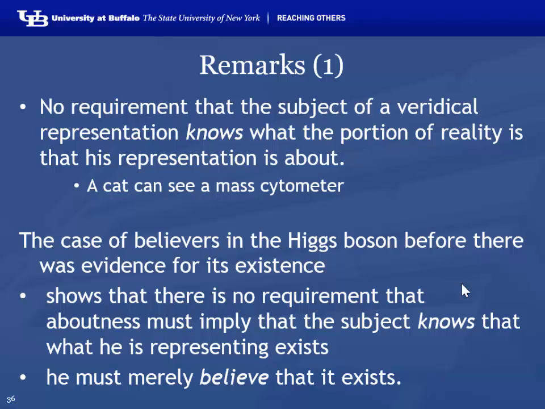And the case of the Higgs boson believers before there was evidence for the existence of the Higgs boson shows that aboutness does not imply that the subject knows that what he is representing exists. And I think you have to have some belief that what you are representing exists. And it's a question whether Stefan has that belief. But it doesn't require knowledge. And I'll stop there.